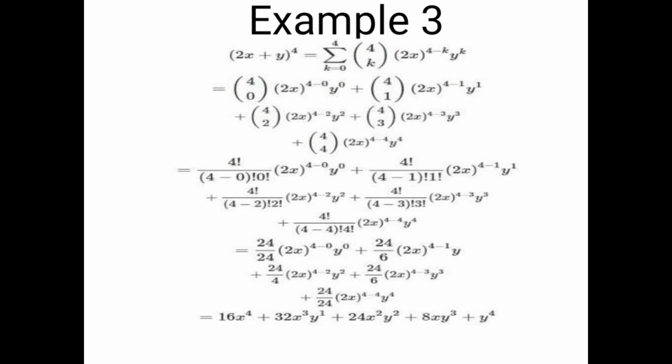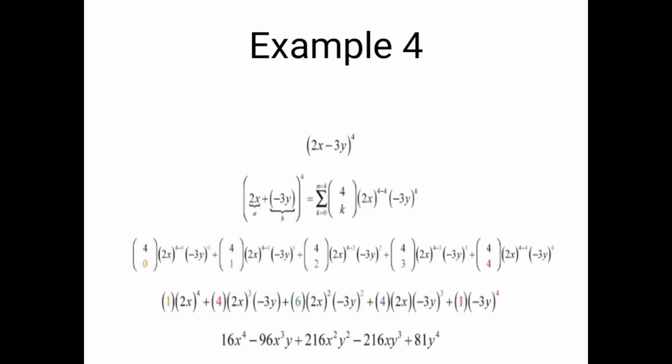Now simplifying and collecting like terms, we're going to have that (2x plus y) raised to the power 4 gives 16x to the power 4 plus 32x to the power 3 y to the power 1 plus 24x squared y squared plus 8x y to the power 3 plus y to the power 4. Simplifying further, we have 16x to the power 4 plus 32x cubed y plus 24x squared y squared plus 8x y cubed plus y to the power 4.